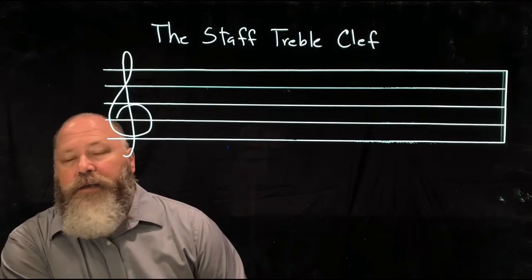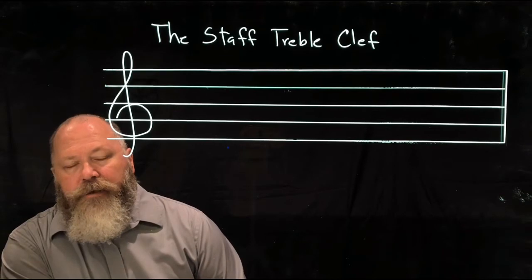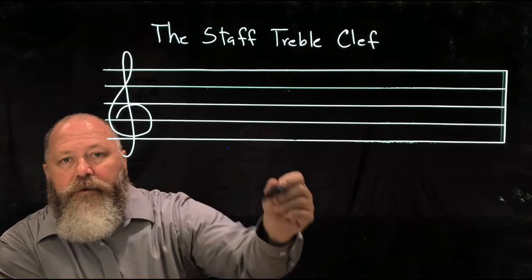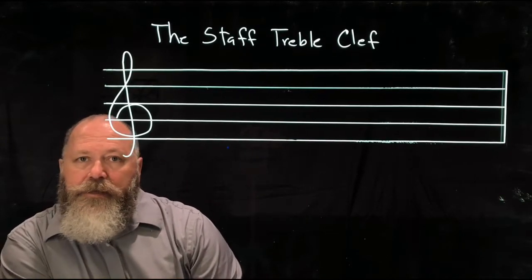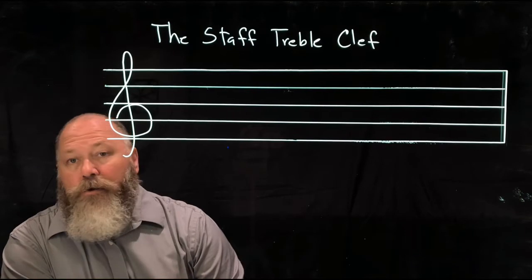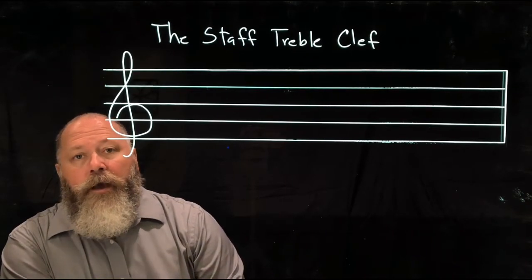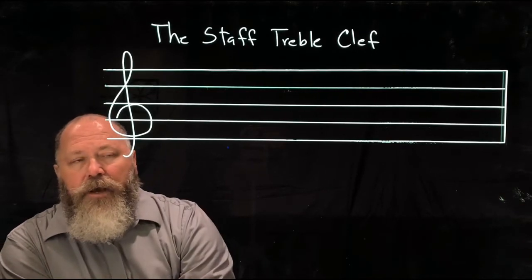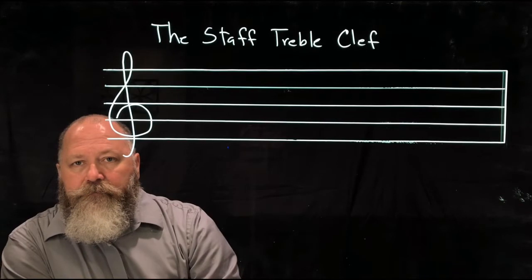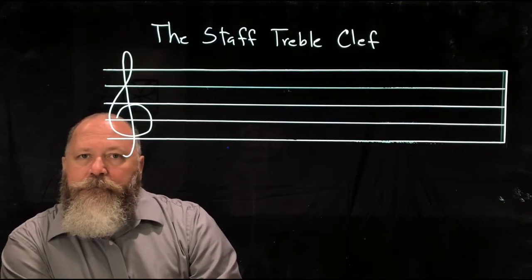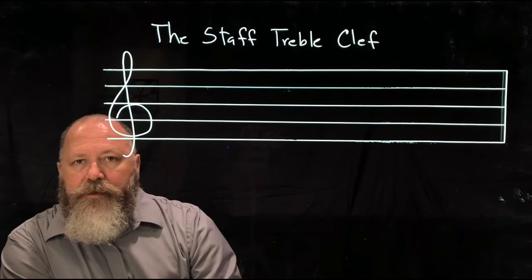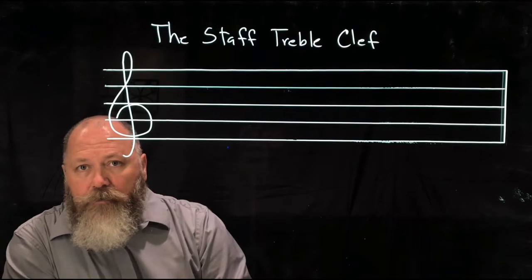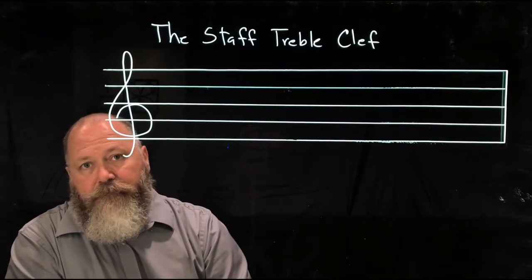This video is about the staff, and in particular, the treble clef. You'll recall that this is the staff. It's that series of lines and spaces that we use to draw our notes on. At the beginning of each staff, we will find a clef. In this case, we're finding this treble clef. The job of the clef is to tell us the names of the lines and the spaces. Without a clef, these lines and spaces don't have any specific names.